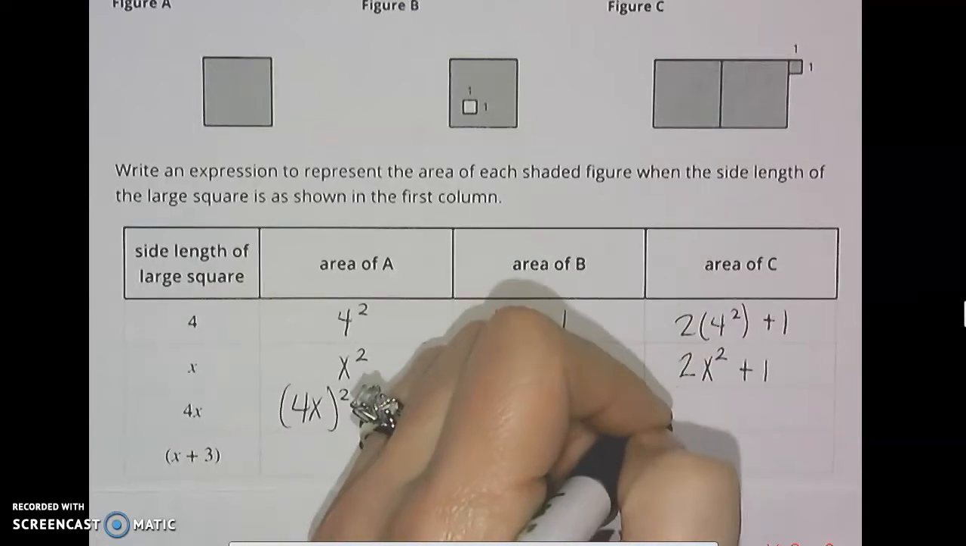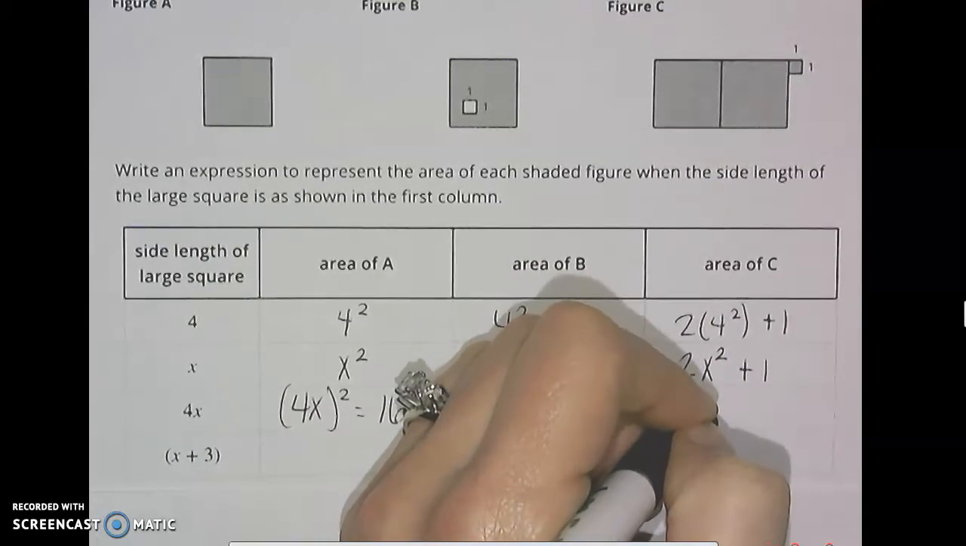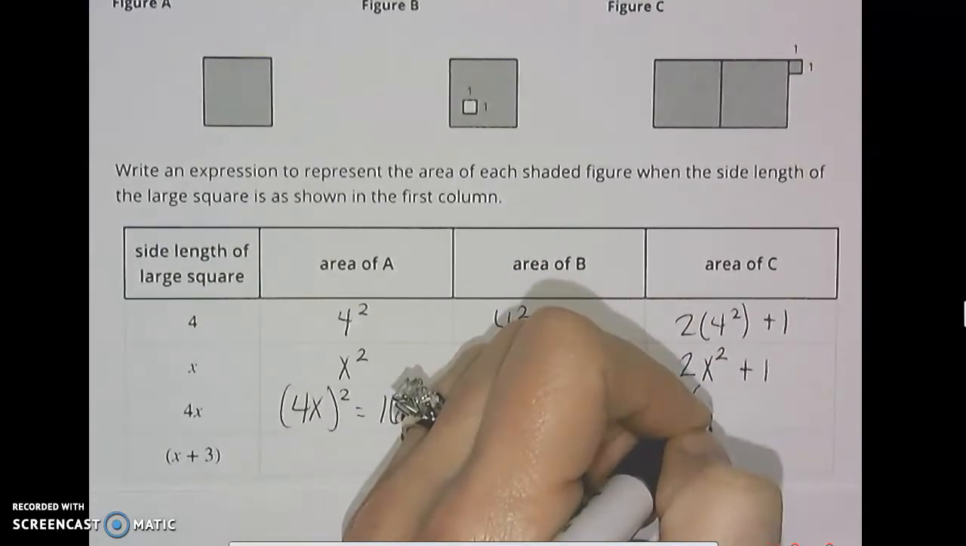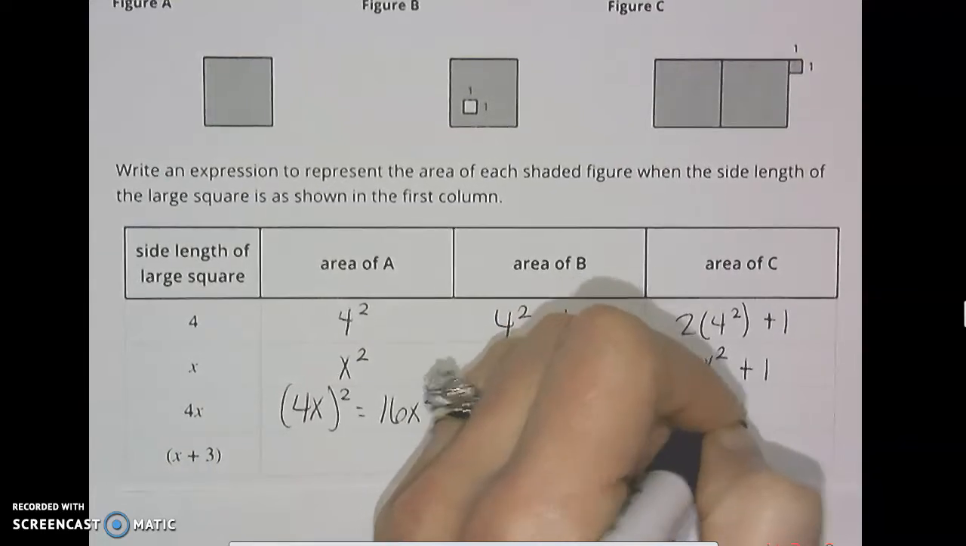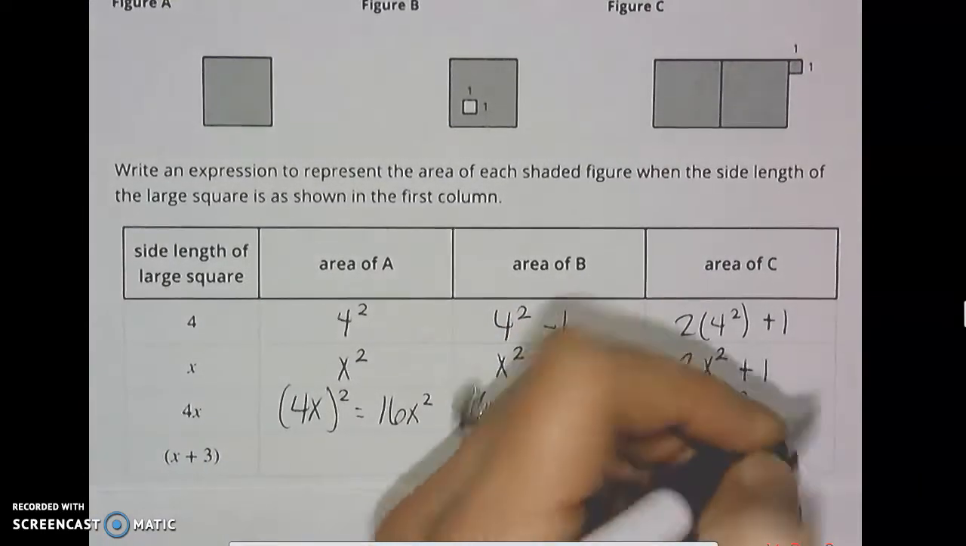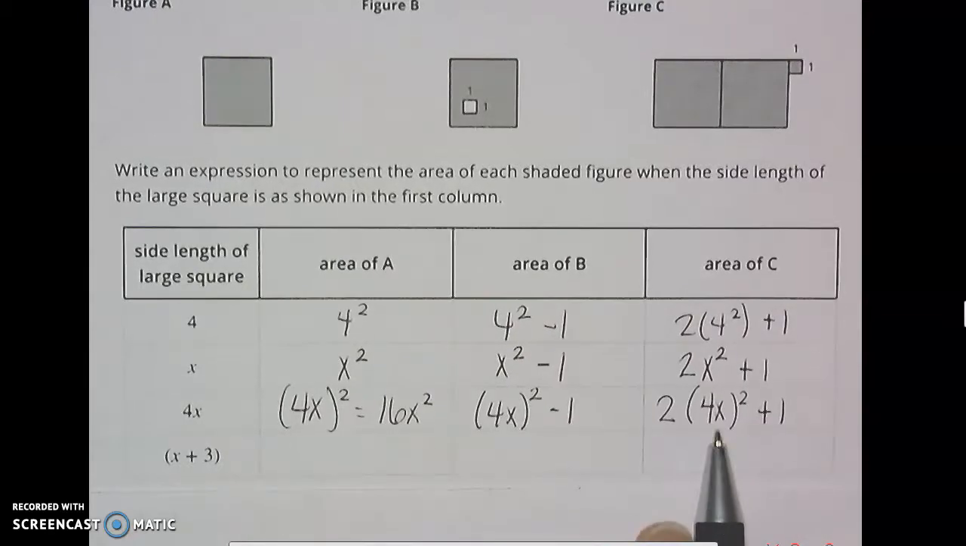And then here, we would have 2 times, let's say, 4x squared, and then plus 1. So again, you could make that be 16x squared multiplied by 2, 32x squared plus 1. You could also write that. That's an equivalent statement there.